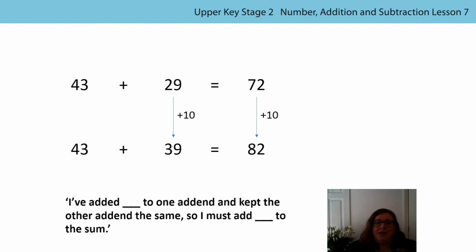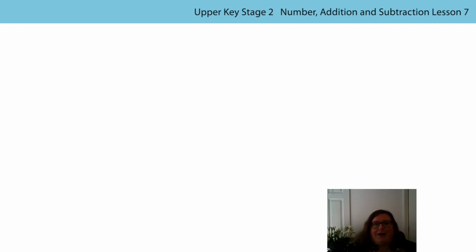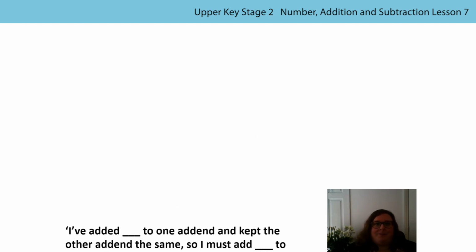That's right, you can see that the tens digit has changed by 1 in one addend and in the sum. I've added 10 to one addend and kept the other addend the same, so I must add 10 to the sum. Okay, let's practice with another one.